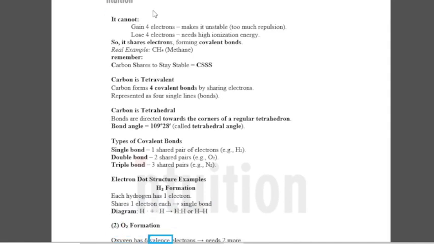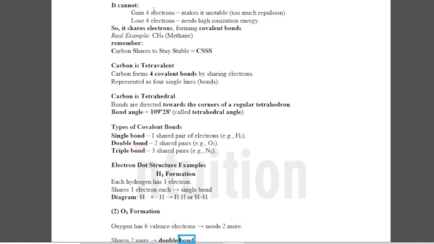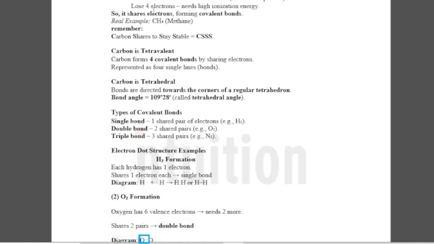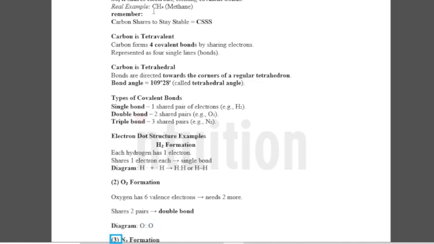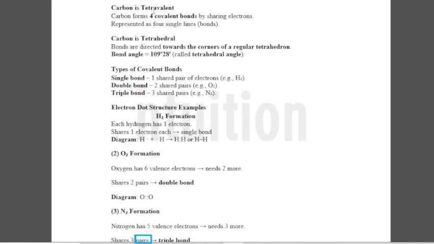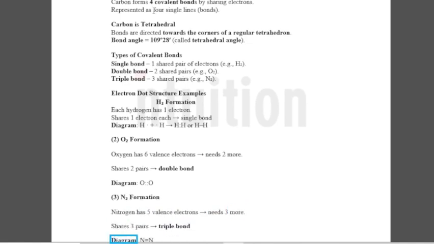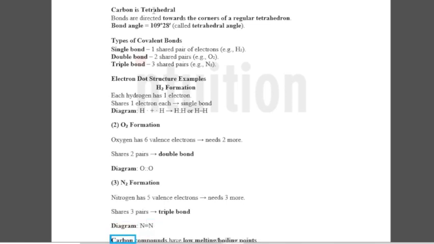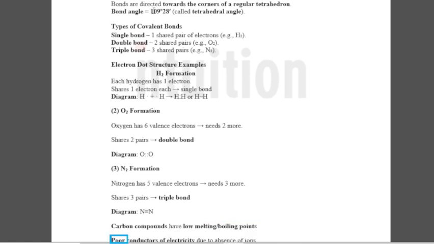2. O₂ formation. Oxygen has 6 valence electrons, needs 2 more. Shares 2 pairs. Double bond diagram: O=O. 3. N₂ formation. Nitrogen has 5 valence electrons, needs 3 more. Shares 3 pairs. Triple bond diagram: N≡N. Carbon compounds have low melting and boiling points, and are poor conductors of electricity due to absence of ions.